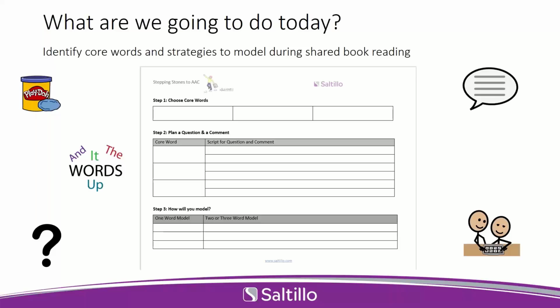The screenshot you see is in one of your handouts. It is in the materials tab, as we mentioned. This is our Stepping Stones to AAC planning form, and we're going to be walking through this together today to give you some practice as to how to fill this out later on by yourself. We will identify some core words, plan questions and comments, and then discuss how we might model this, and show you a video for how to do that with the activities with Play-doh and blocks.